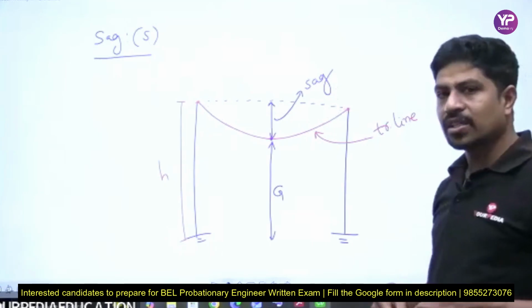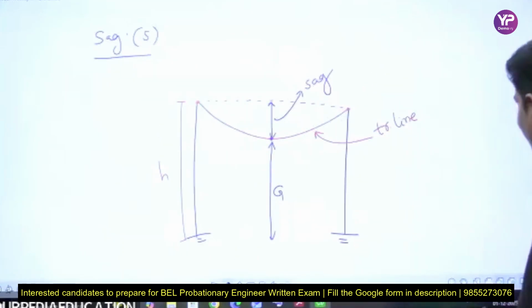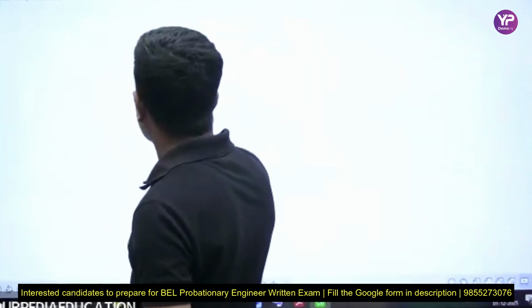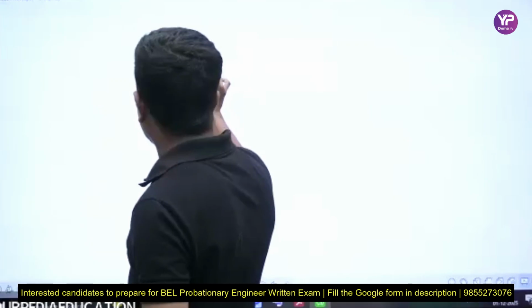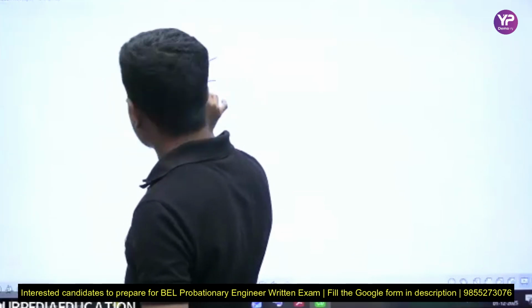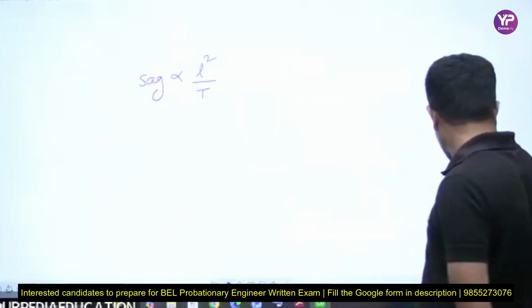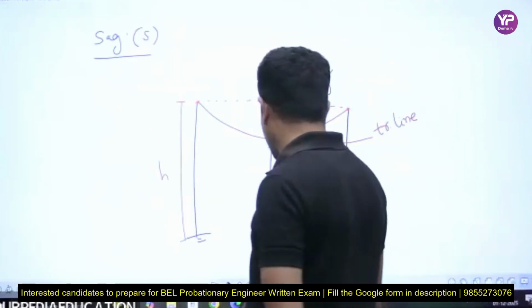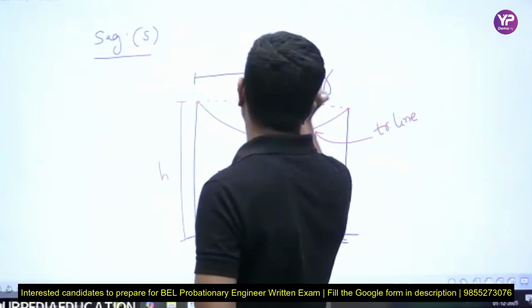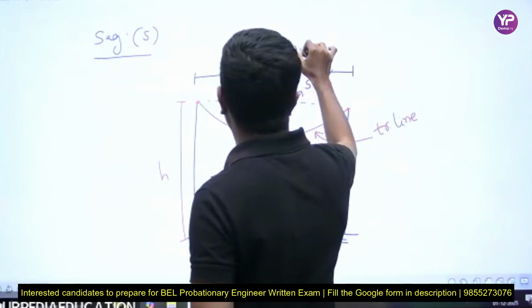So all of a sudden, from types of conductors, from solid conductor, why did you jump into sag? I have some purpose. Sag is directly proportional to the length between two towers and inversely proportional to tensile strength or mechanical strength. What is L? L is called the span length. Span length is the length between two consecutive towers.